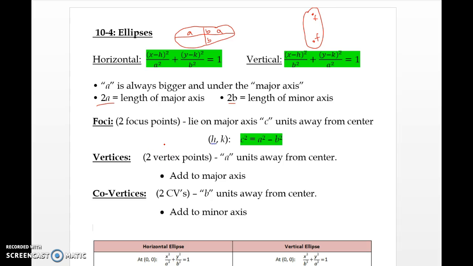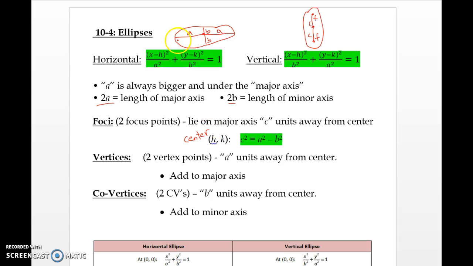And they'll always be c away from the center. So your major axis would be a away from your center here. Your b is your minor axis. Your minor axis would be b units away from your center. And then your focus, if this is your center, would be c units away. And we can find c. c squared is a squared minus b squared. Your center is (h, k). This is the center.